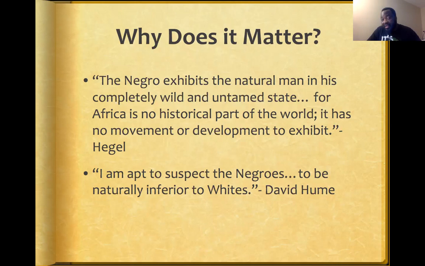This is the 1960s. I am apt to suspect that, no, sorry, this is not in the 60s. This is prior as well. "I am apt to suspect the Negroes to be naturally inferior to whites." So it's the same sentiment, right? That a lot of people believe that black inferiority is something that is inherent. Okay, so again, this is a very Eurocentric approach and something that serves an imperial purpose.